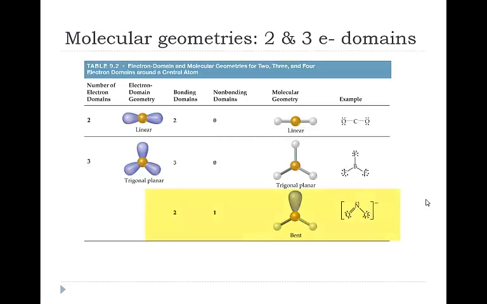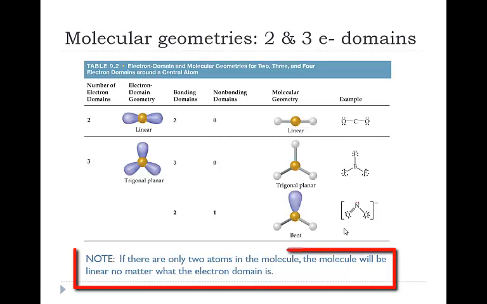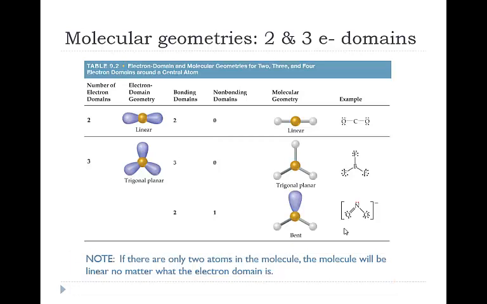If we still have three electron domains, two of them are bonding, one is non-bonding, then the geometry is called bent. You can see that this lone pair still takes up space, so it can't be linear. So therefore it has to be a bent geometry. Note, if there are only two atoms in the molecule, it will be linear no matter what the electron domains are.